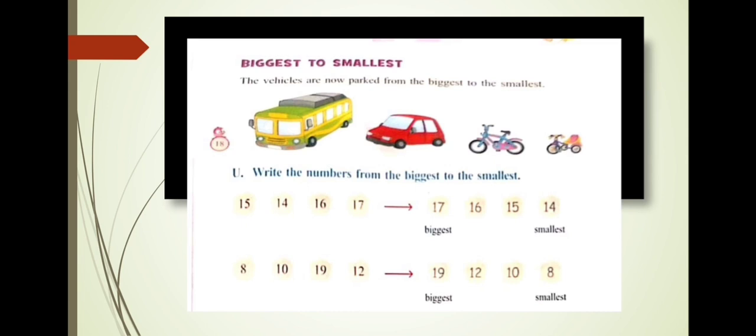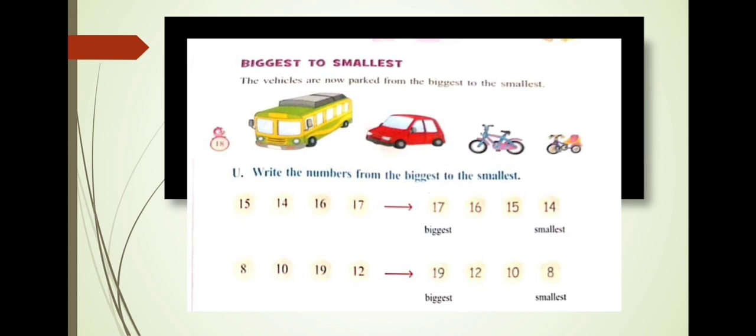So, tell me, which is the biggest number from these 4 numbers? Yes, the biggest number is number 17. Then, after 17, the smaller number is 16. After 16, the smaller number is 15. And the smallest number from these 4 numbers is the number 14. So it will come at last.